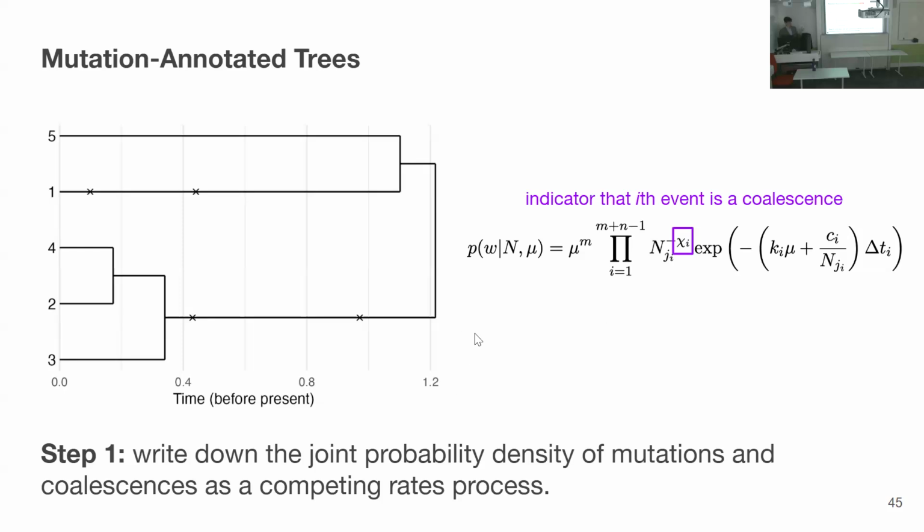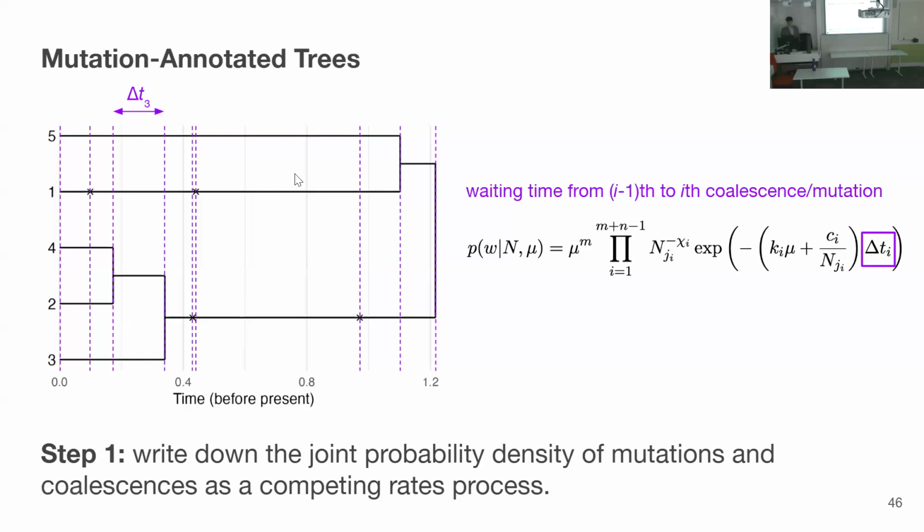What do I mean by event? Well, since we're taking this tree to represent the joint process of coalescences and mutations, we'll take an event to be either a coalescence or a mutation. So for instance, the first event, moving backwards in time, is this mutation we have here. The second is this coalescence we have here. The third is this coalescence here, so on and so forth.